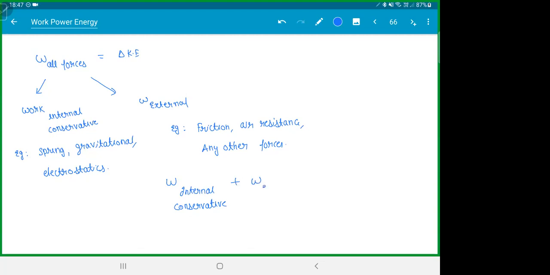So work done by internal conservative forces plus work done by external forces is change in kinetic energy. This is nothing but minus delta U plus work done by external is equal to delta K. So work done by external forces is change in kinetic energy plus change in potential energy. Have a look at this. I'll put it in the next page in a better format.